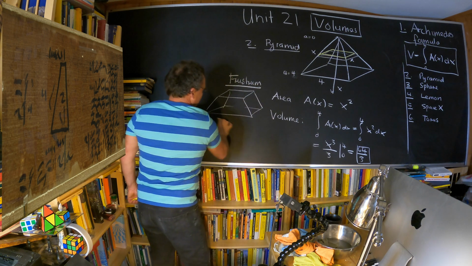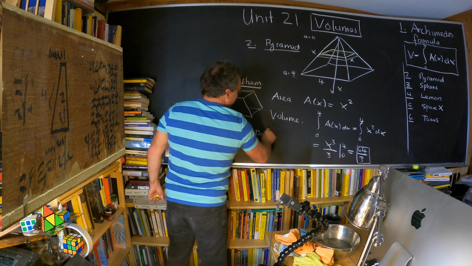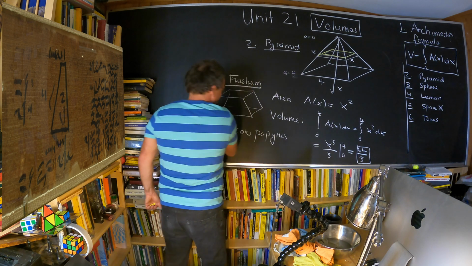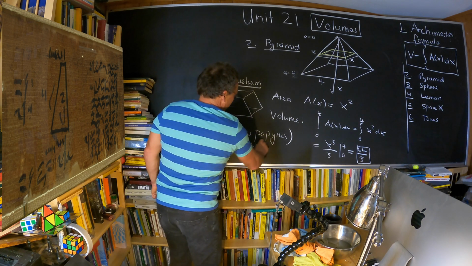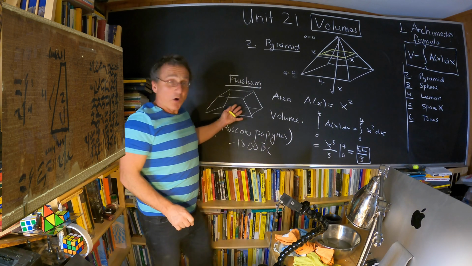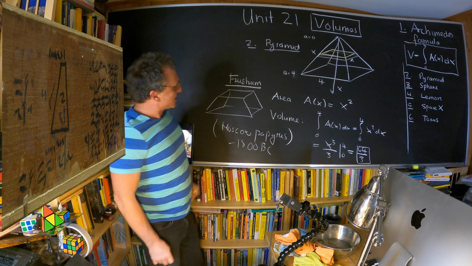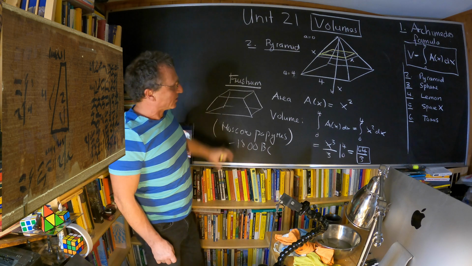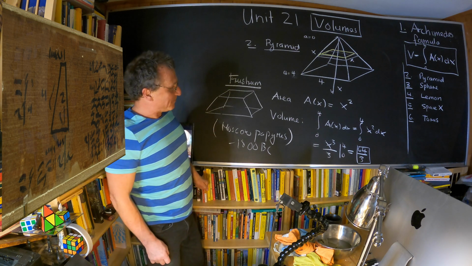And this is on the Moscow papyrus, about 1800 BC. So there's a formula here which you derive using calculus. But these guys did not know calculus, so that was even much before Archimedes.